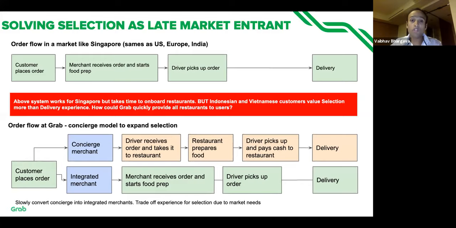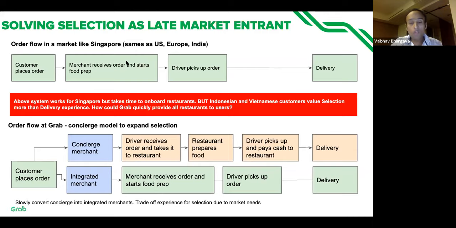What does a concierge merchant mean? A concierge merchant is one whose systems you are not actually integrated with. They do not receive an order when a customer places an order. Rather, a customer places an order, a driver receives that order, goes to the restaurant, stands in a queue, places the order, picks it up, pays cash to the restaurant, and delivers it to you. And then there's an integrated merchant who follows the same strategy as above.